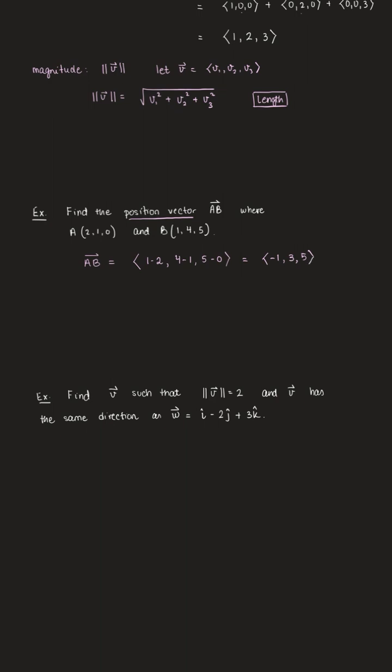And we could also go ahead and find the magnitude of this vector. The magnitude of the vector AB will be the square root of each component of the position vector squared. So that's going to give us -1 squared, which is 1, 3 squared, which is 9, and 5 squared, which is 25. And so here we get the square root of 35, and that is the length of the vector -1, 3, 5.